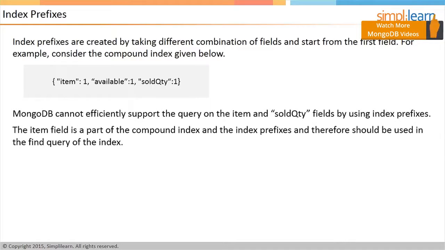MongoDB cannot efficiently support the query on the item and sold quantity fields by using index prefixes, as it would be like using separate indexes for these fields. The item field is a part of the compound index and the index prefixes. Hence, the item field should be used in the find query of the index. We will discuss sort order in the next screen.